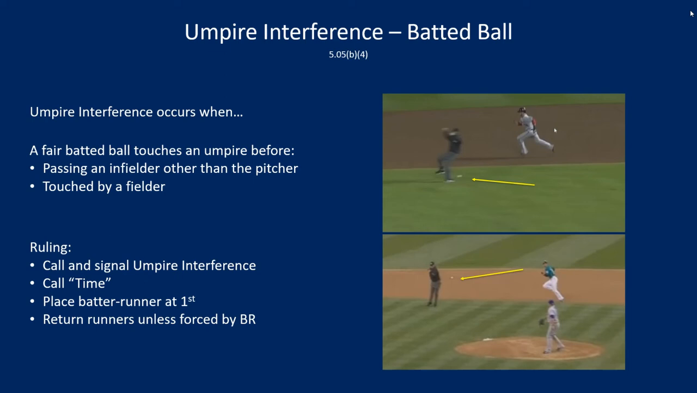In this situation, umpire interference on a batted ball, this occurs when it's a fair batted ball. If it's foul, we would just call it a foul ball. But on a fair ball that touches the umpire before it passes a fielder other than a pitcher, or is touched by a fielder, this is most likely for the umpire who is in the middle of the infield, the second base umpire. When this happens, we're going to call and signal umpire interference. We're going to call time. We're going to place our batter runner at first, and the other runners return unless they're forced by the batter runner being placed at first.